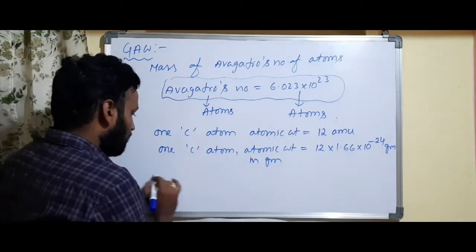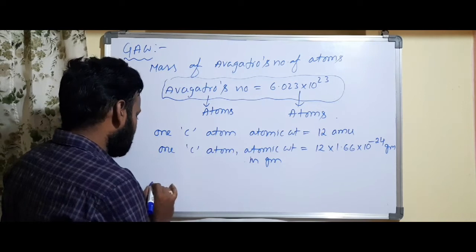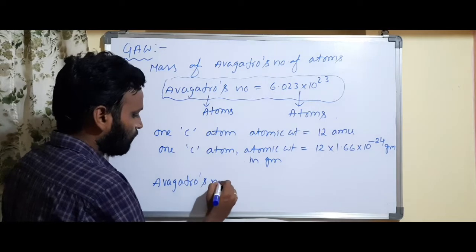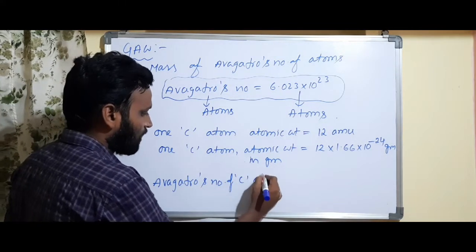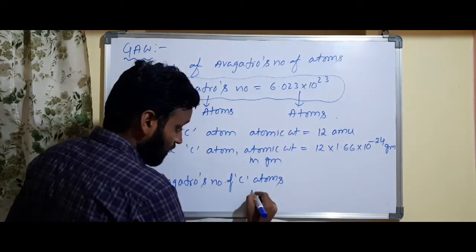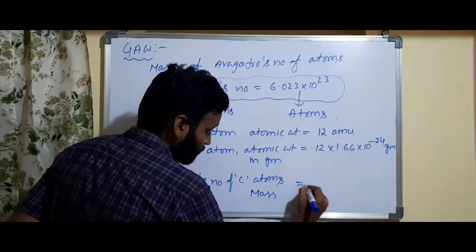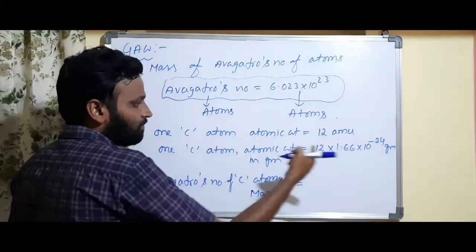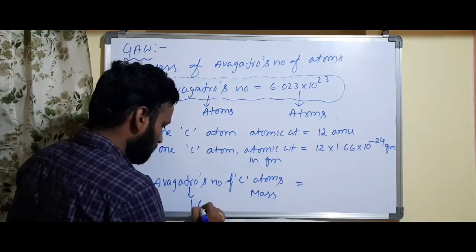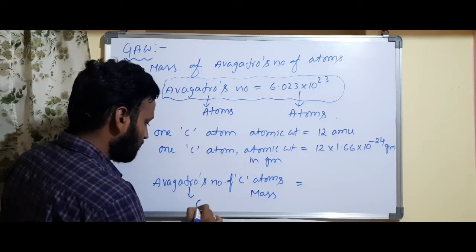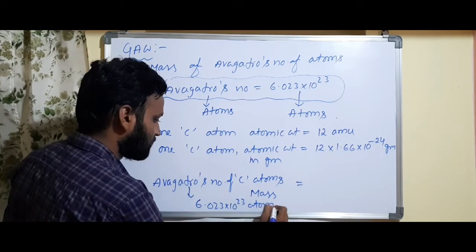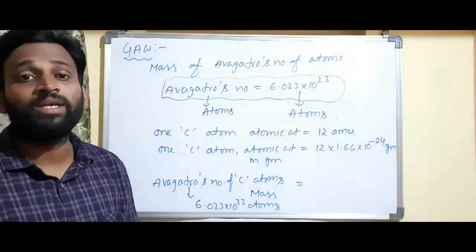Okay, so now I want the weight of Avogadro's number of carbon atoms. Avogadro number of carbon atoms mass is how much? For one atom it is this much. Avogadro number means how much? 6.023 into 10 power 23 atoms. Their mass, how much? That we have to find.